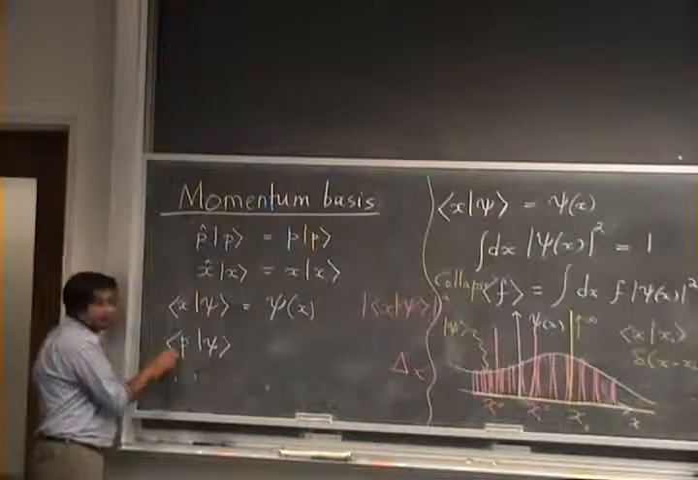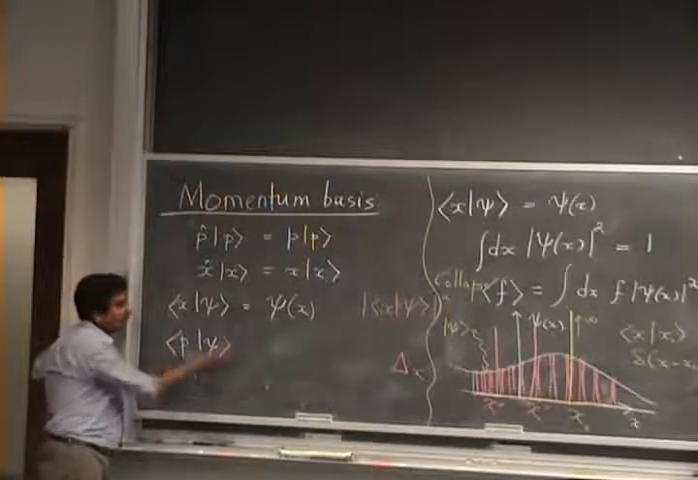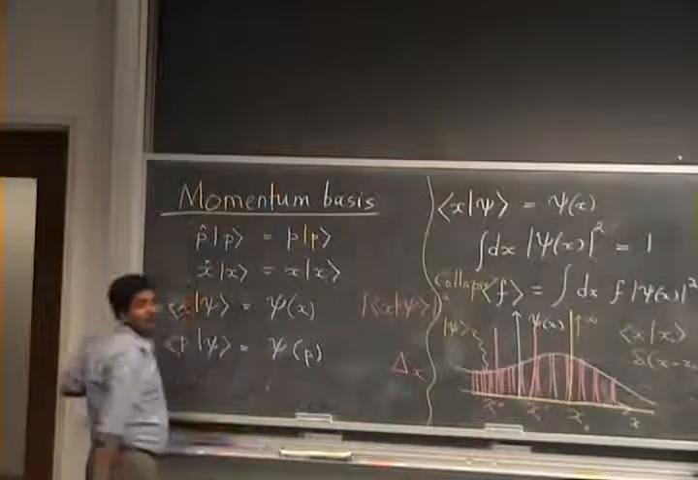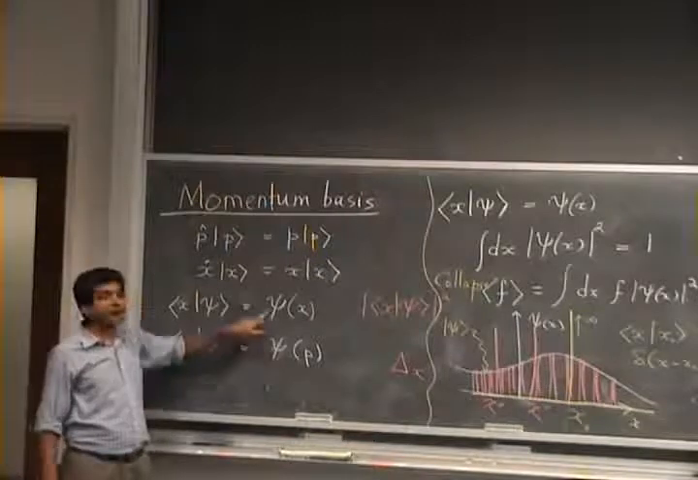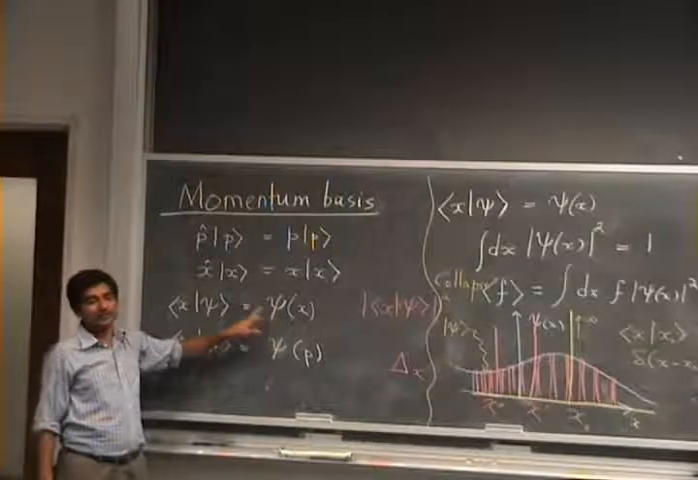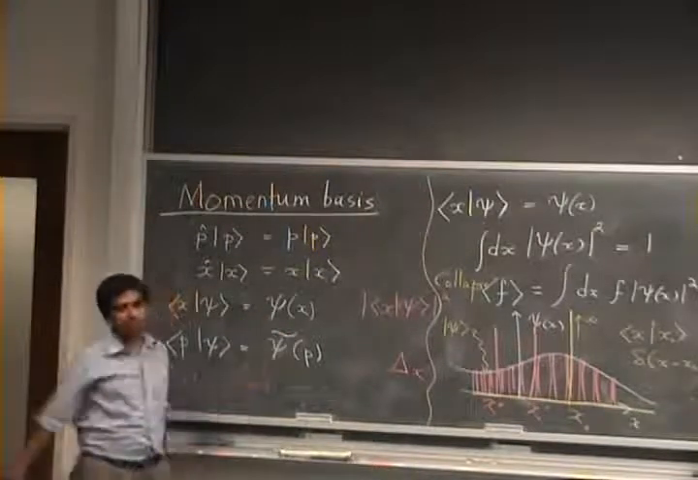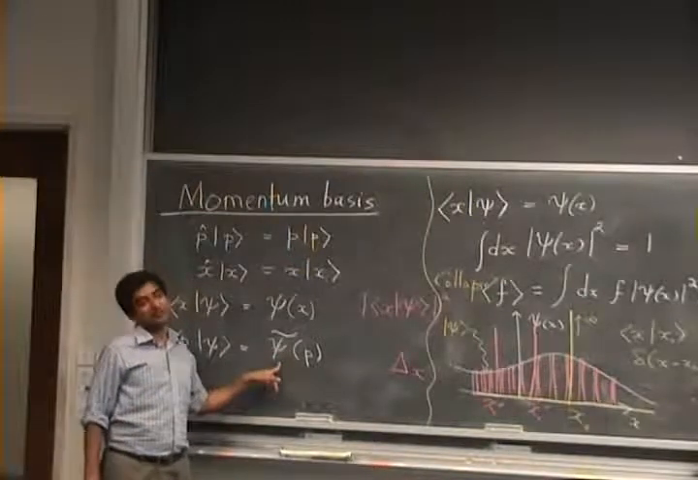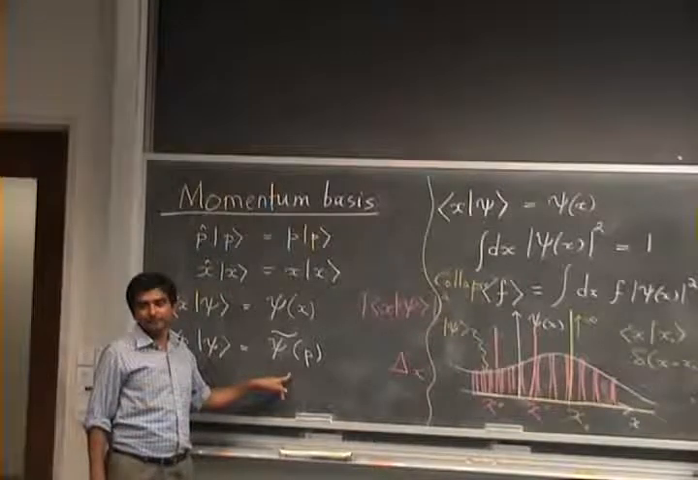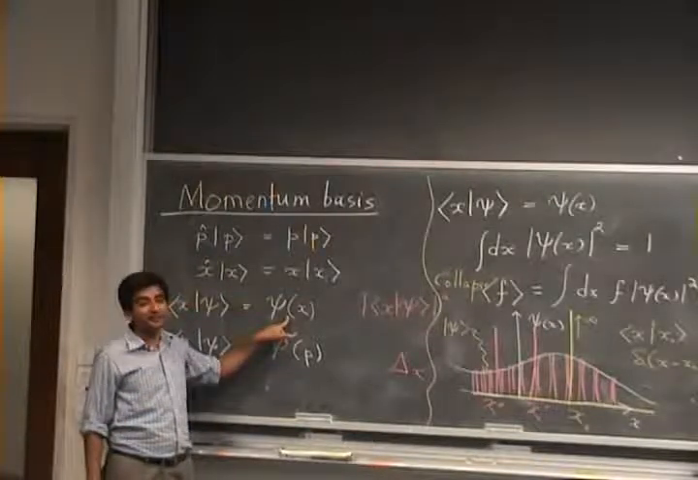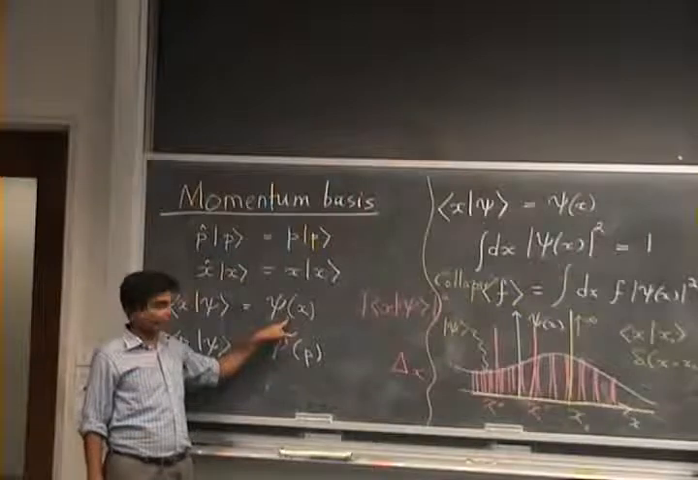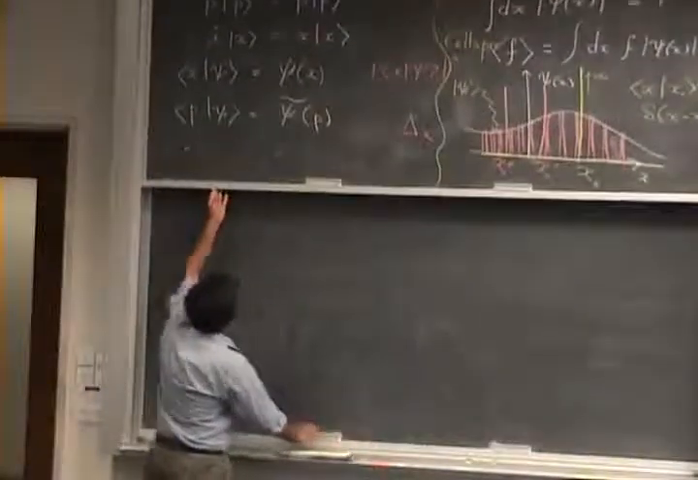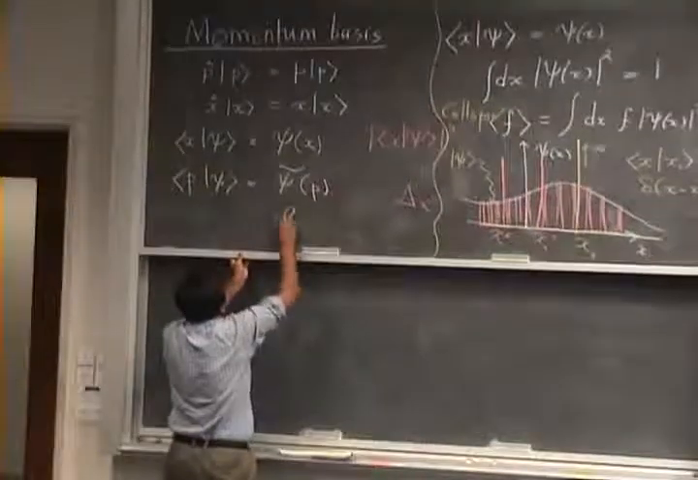So I can choose to represent it in the momentum basis. Now this will give me a function of the momentum. Is this function going to be the same as this function? Not necessarily. So I put a tilde on top of it. So it's the wave function in the momentum basis. It's not necessarily the same as this wave function. Okay. So we can define, suppose this is real.